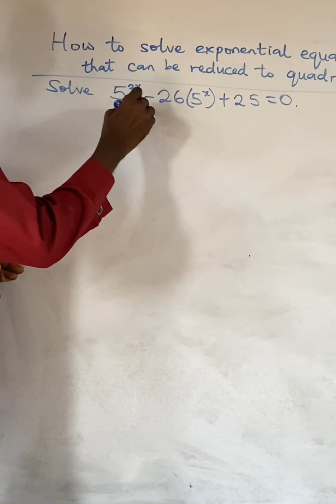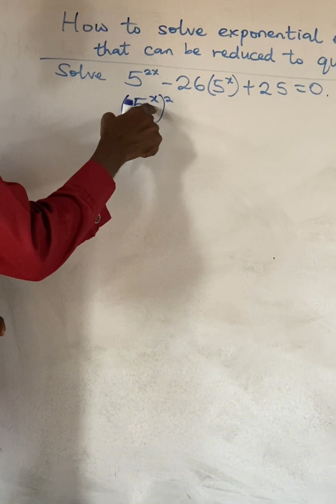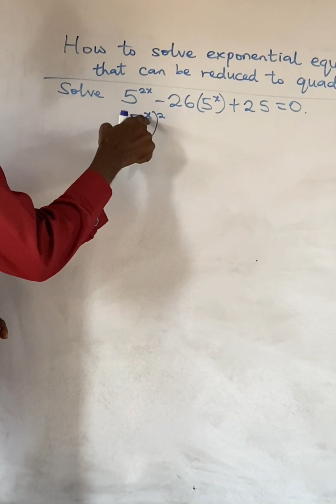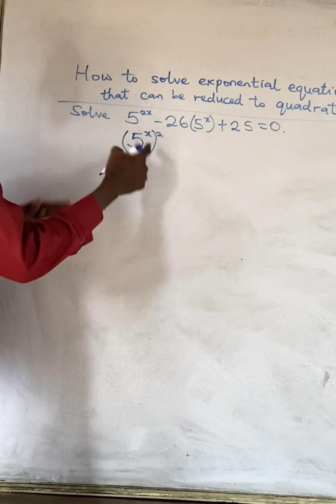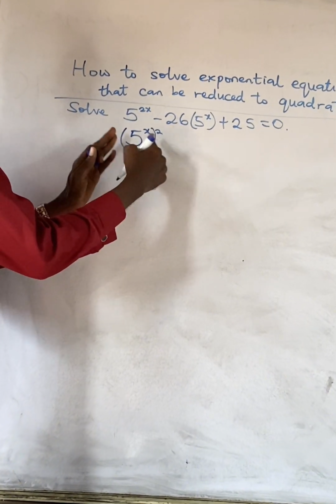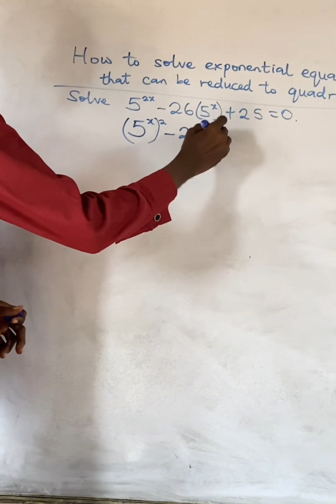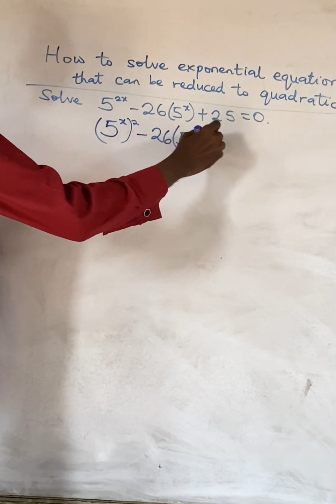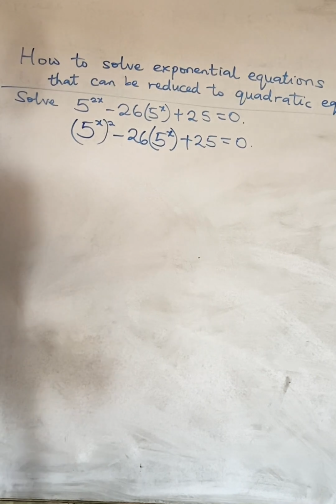The 2 that is there, let it be outside. Because when powers multiply, 2 times x will give you 2x. So we can separate it like this, so that we have (5^x)^2 - 26(5^x) + 25 = 0.